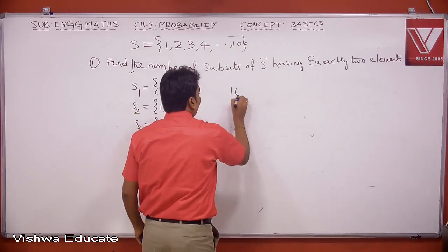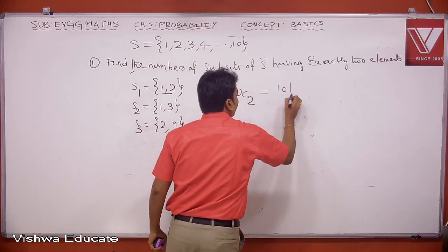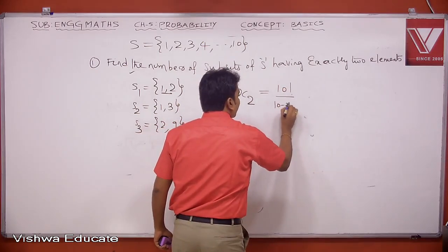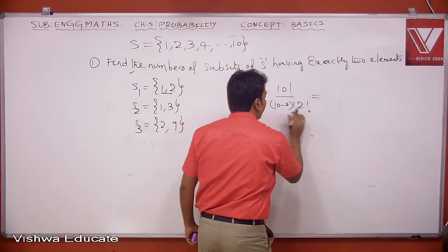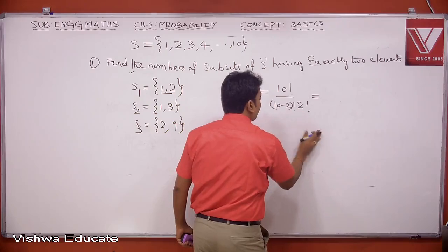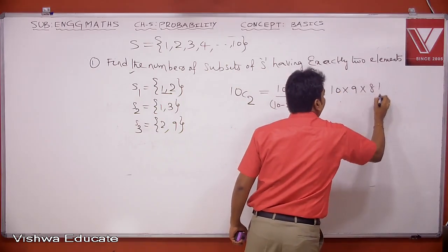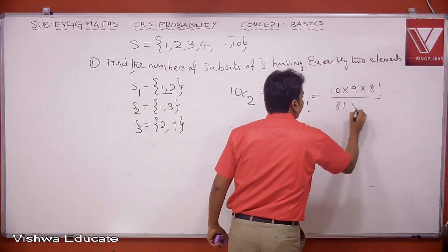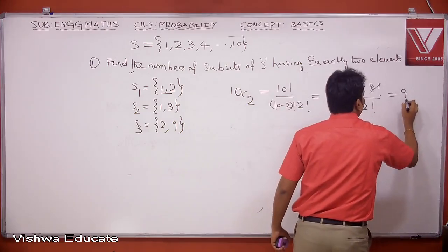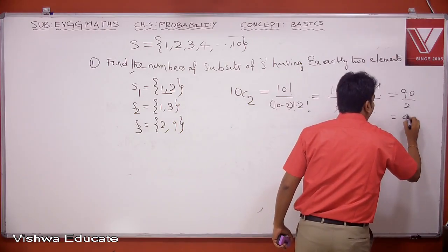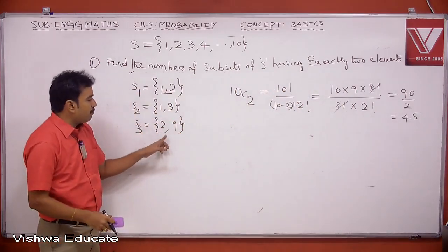Therefore, the number of ways of selecting 2 elements from S is 10C2. So this is 10 factorial by (10 minus 2) factorial into 2 factorial. So this is 10 into 9 into 8 factorial divided by 8 factorial times 2 factorial. 8 factorial gets cancelled. So 90 by 2, this is exactly 45. So I wrote 3 subsets as a sample on the board.